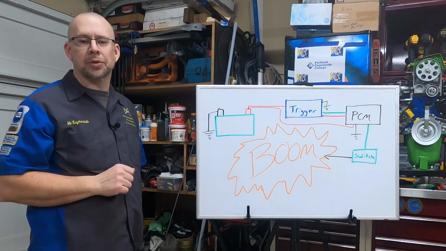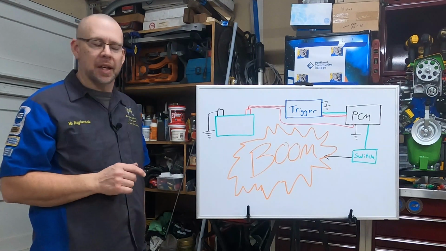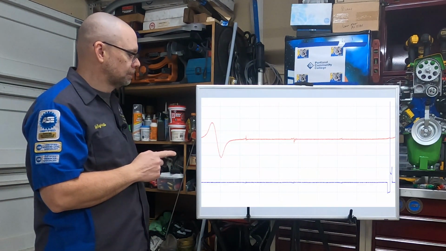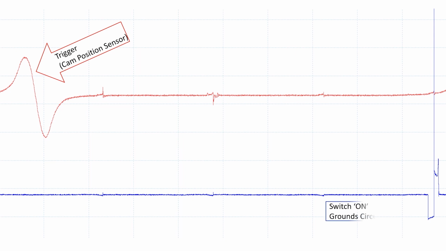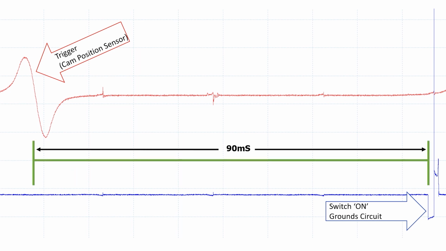We can really see the electrical relationship between the trigger and ignition in this scope capture. What we have here is a waveform taken off a car, and what we can see in that is the trigger, in this case the camshaft position sensor. That's the red trace, and the blue trace is our primary ignition voltage. And in that primary ignition voltage, we can see when the switch comes on and grounds the circuit, so when the circuit goes from a high to a low state. The time from the trigger occurring to the switch going on is about 90 milliseconds. In engine speak, there's a fair amount of time between those two.